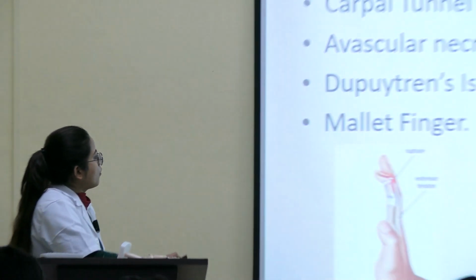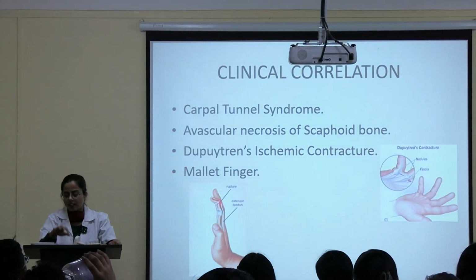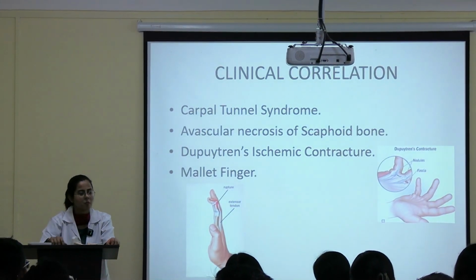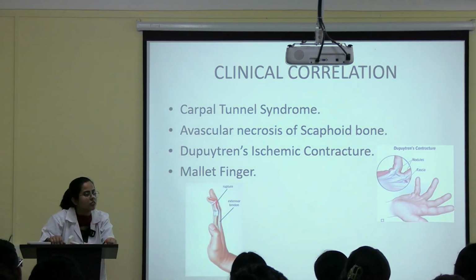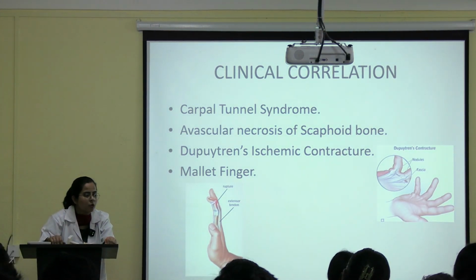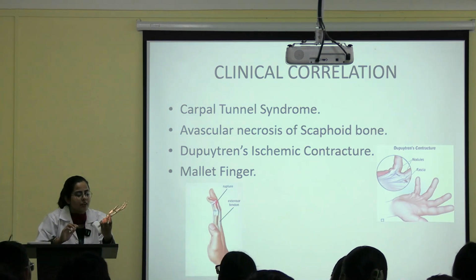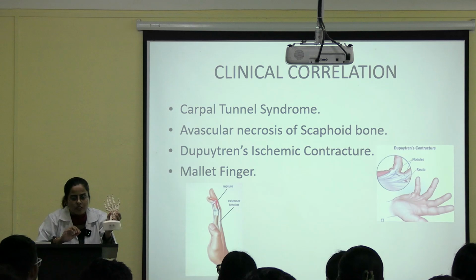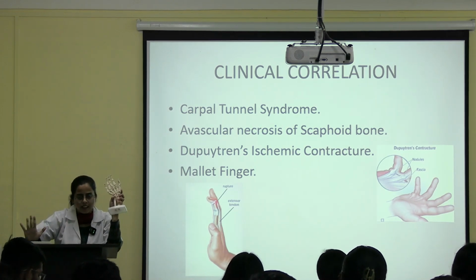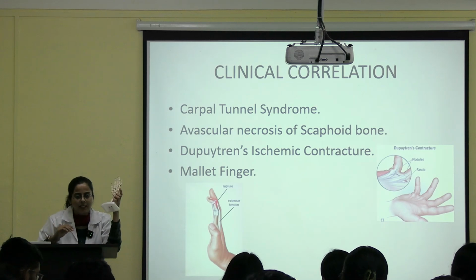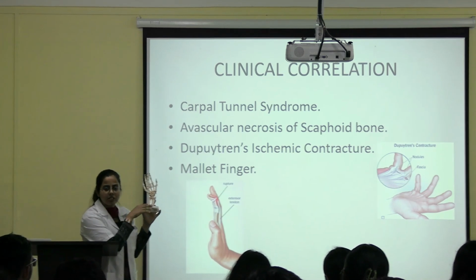Okay. Now what is avascular necrosis of scaphoid? What do you mean by avascular necrosis? The bone will die. Okay, so among the carpal bones, scaphoid is the most common bone to get fractured. When can it get fractured? Suppose we fall on our outstretched hand like this, so the scaphoid bone can get fractured. So which is the most common part of scaphoid bone to get fractured?